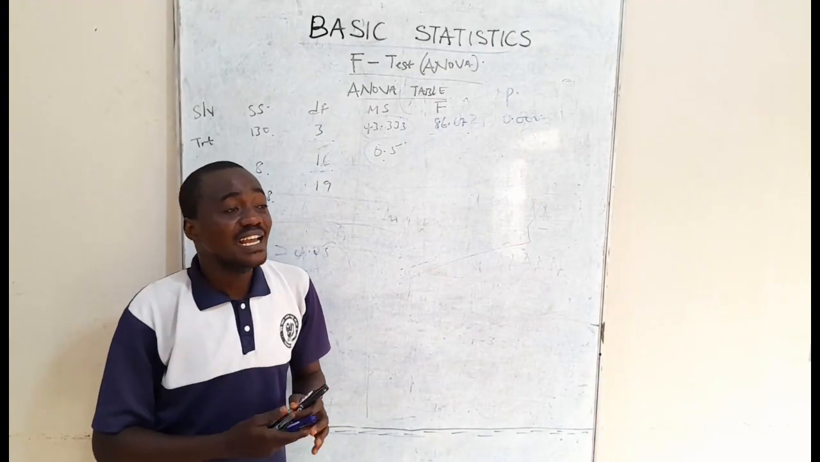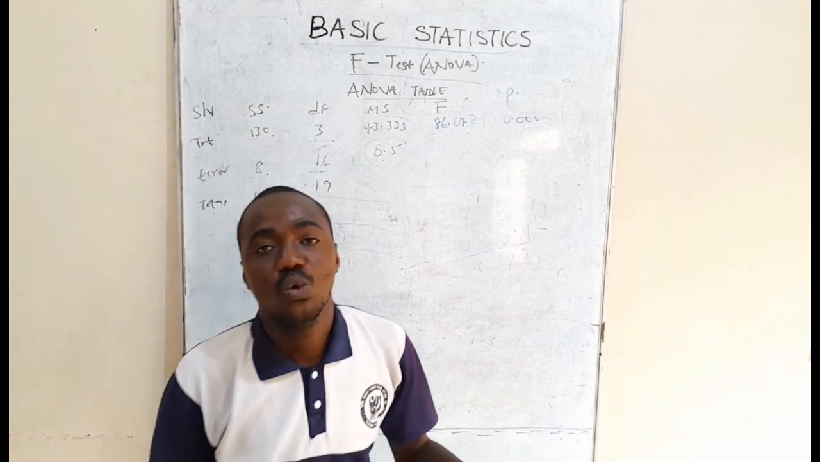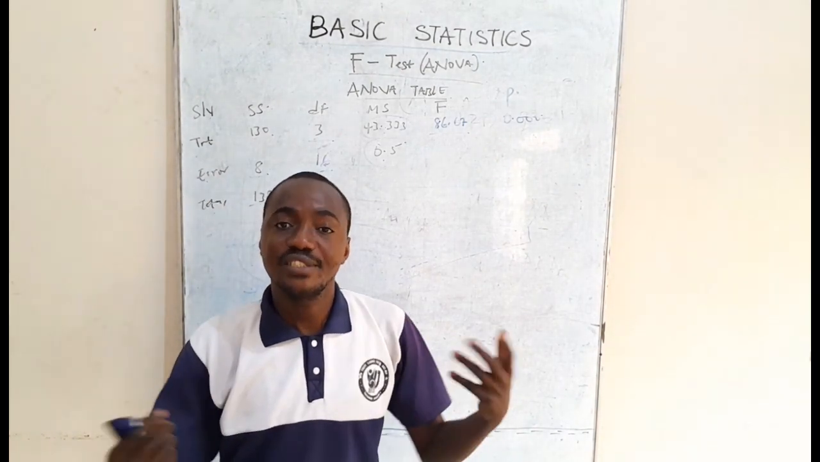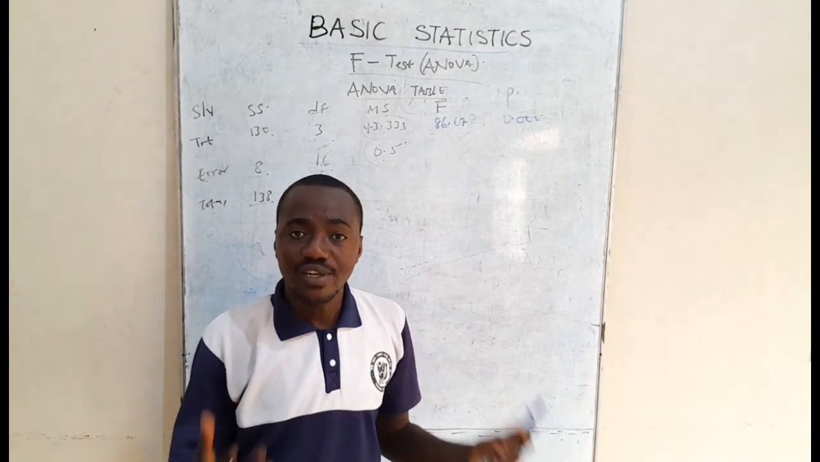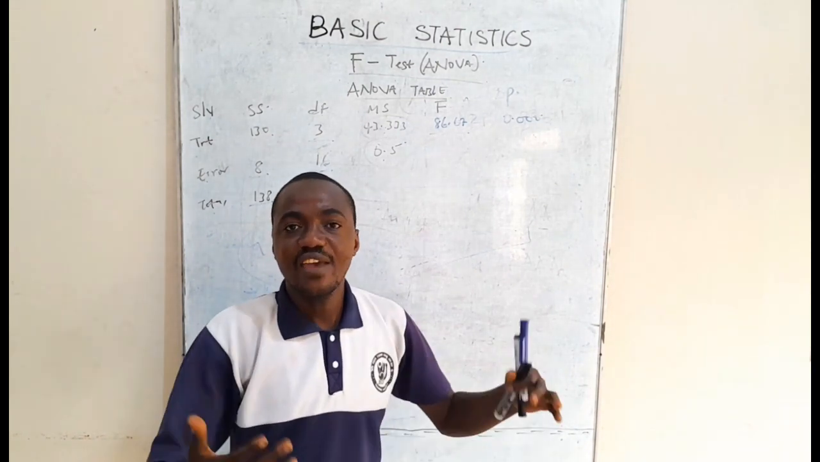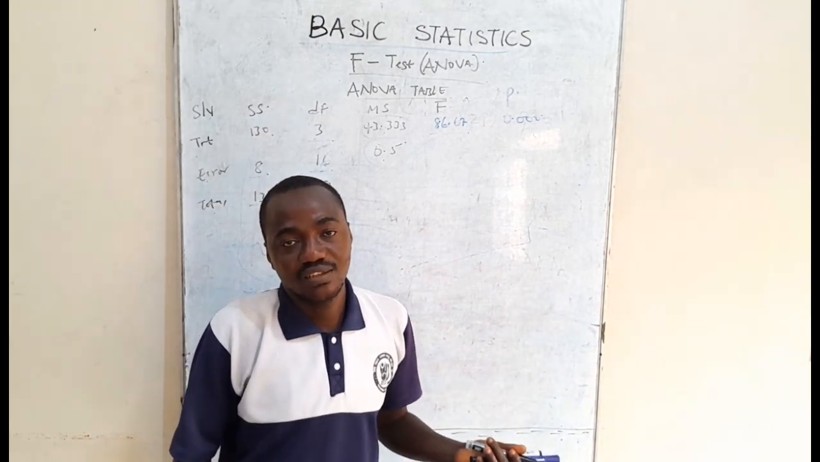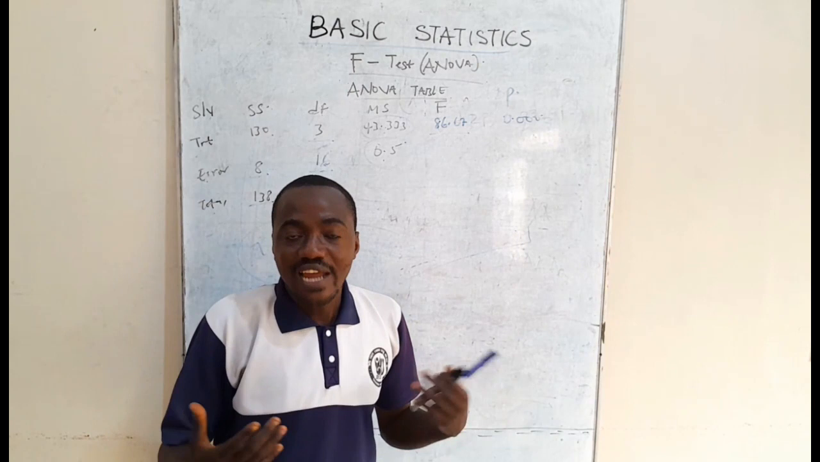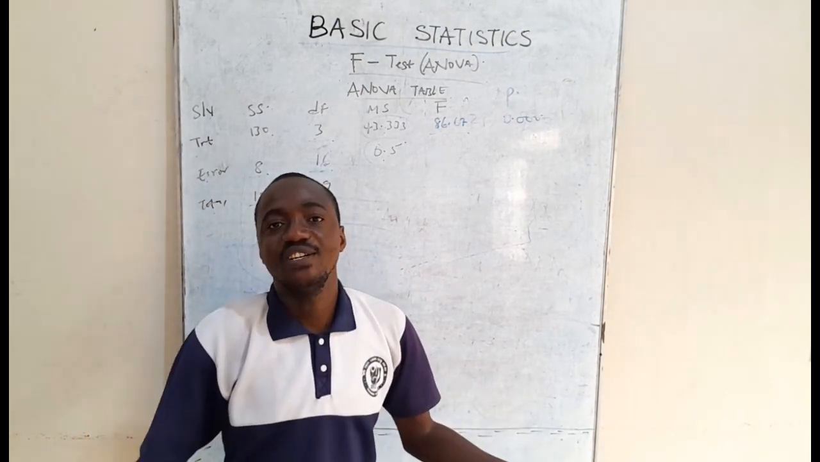That means we reject our null hypothesis. Then what we call the decision rule: we have the decision rule, we have the decision, and we conclude. Now the decision rule is that we reject the null hypothesis if the F calculated is greater than the F critical, or if the p-value is less than the alpha value.